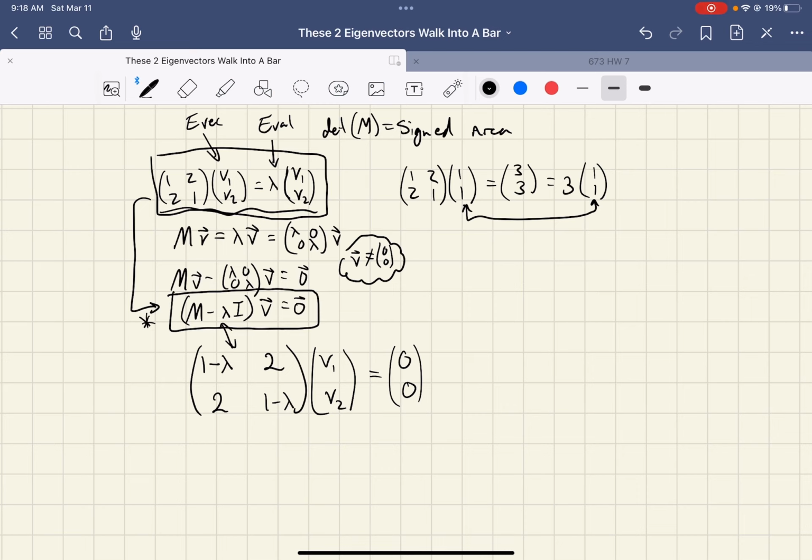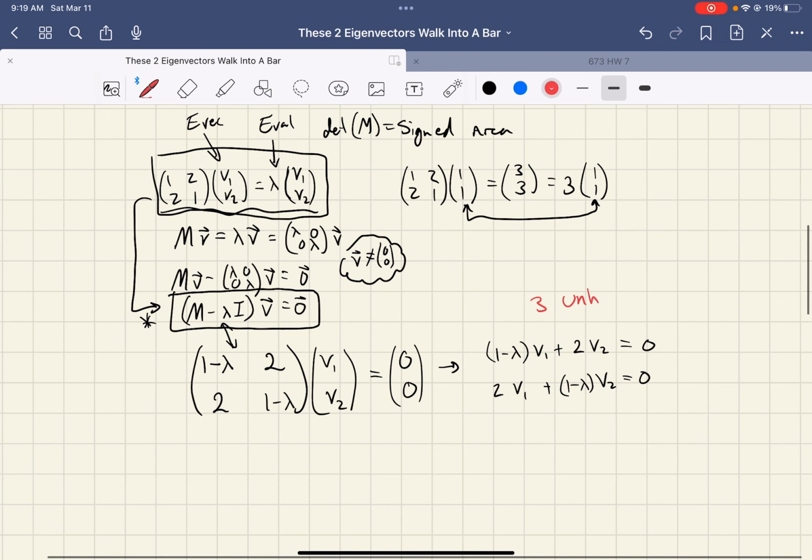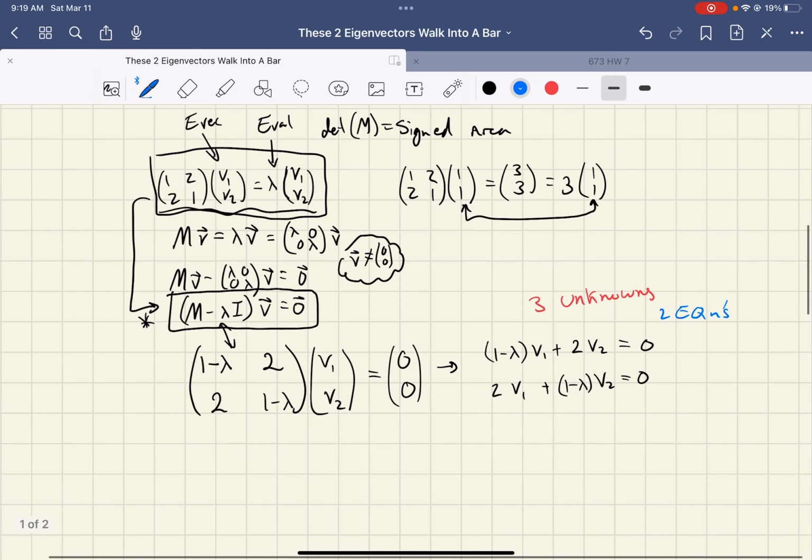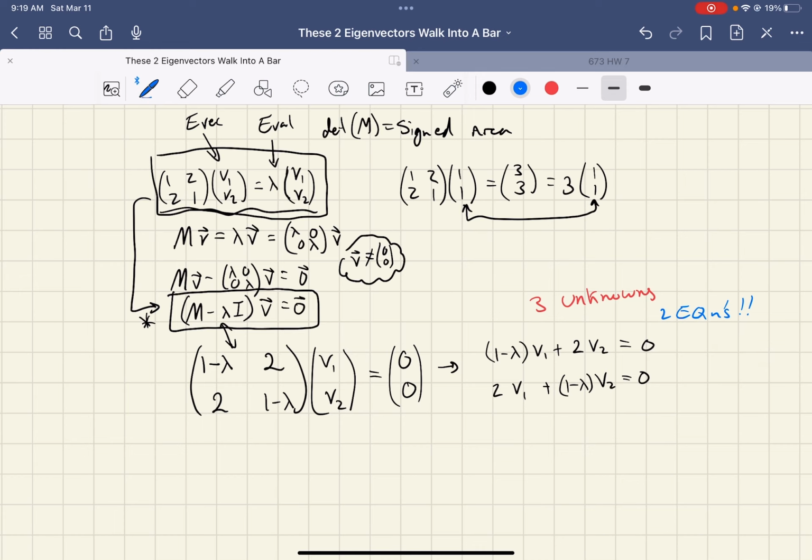Okay, so this is a little tricky because at first glance, if I wrote this in equation form, it's (1 minus lambda) v1 plus 2 v2 is equal to 0, and 2 v1 plus (1 minus lambda) v2 is equal to 0, okay? And this is really tricky because you have 3 unknowns and you only have 2 equations. All right, so what are you supposed to do?